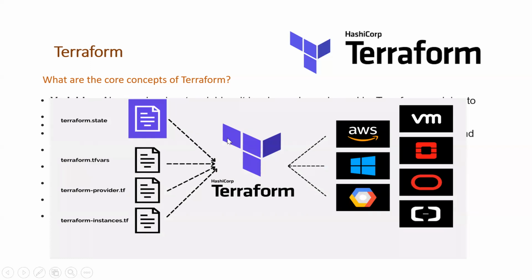We already talked about these things, like the terraform.tfstate file, which will have data consisting of the current state of your infrastructure. In tfvars, you can mention variables in the form of key and value pairs. There will be a provider.tf file, where we mention which provider you want. Let's suppose you want to create infrastructure on AWS, so that provider will be mentioned in provider.tf.